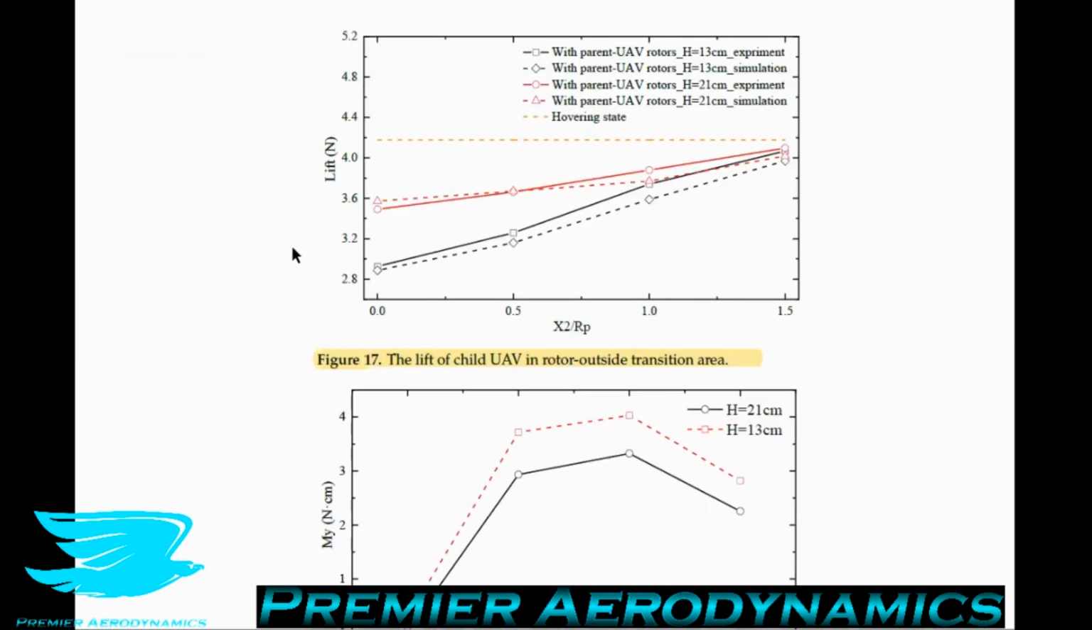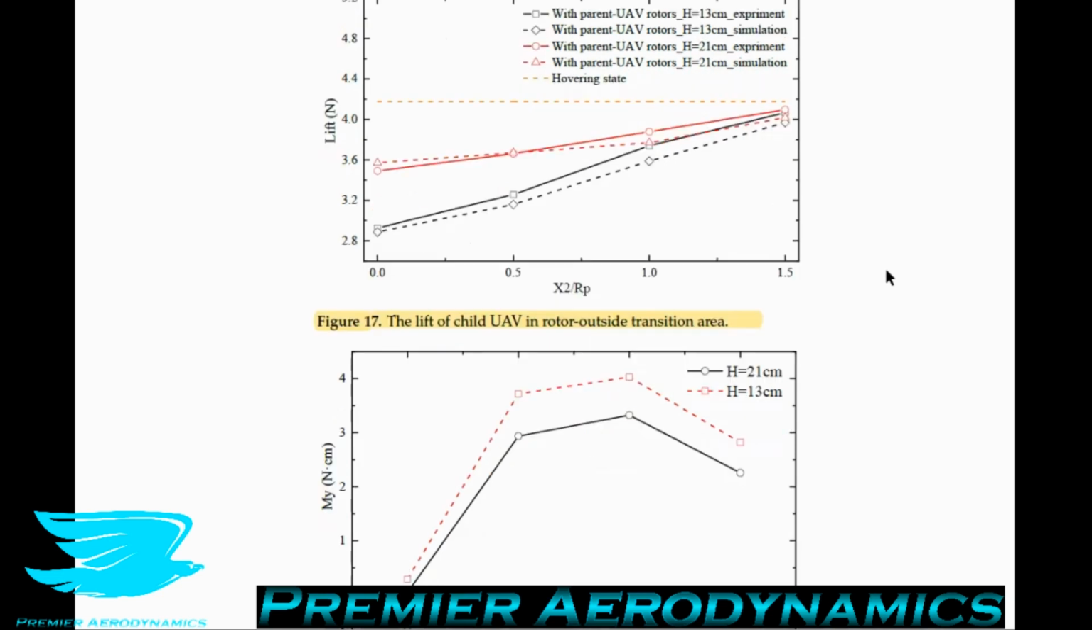So in figure 17, they show the lift of the child UAV in the rotor outside transitional area. So this is now the second transitional area where your child UAV is outside of the parent UAV and they start to come into the rotor area or just above. When the child UAV moves from the center of the parent rotor to the outside, the effect of the downwash flow on the lift decreases approximately linearly. The lift gradient increases as the relative height decreases, as shown in figure 17. So in other words, the closer you are to the parent UAV in terms of height above, the more severe these effects become, which makes sense.